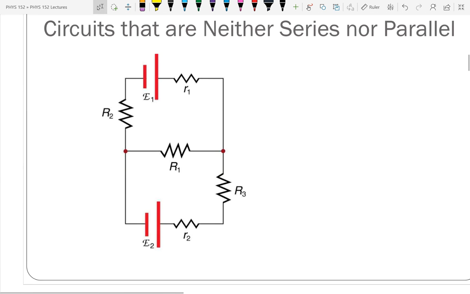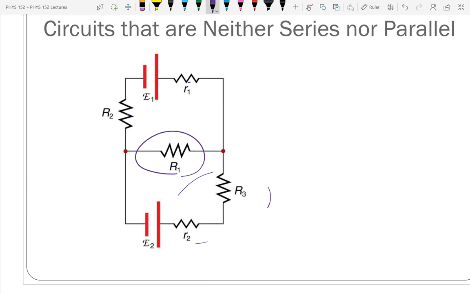Okay, here is the same circuit that we started with. It has this resistor that's neither in series nor parallel with anything. Now, R2 and R1 are in series with E1, right?